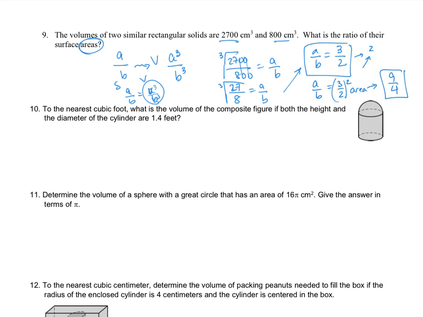Okay, to the nearest cubic foot, what is the volume of the composite figure if both the height and diameter of the cylinder are 1.4? So if this is 1.4 and that's 1.4, both the height and the diameter are 1.4. Okay, so that means the radius is going to be 0.7.